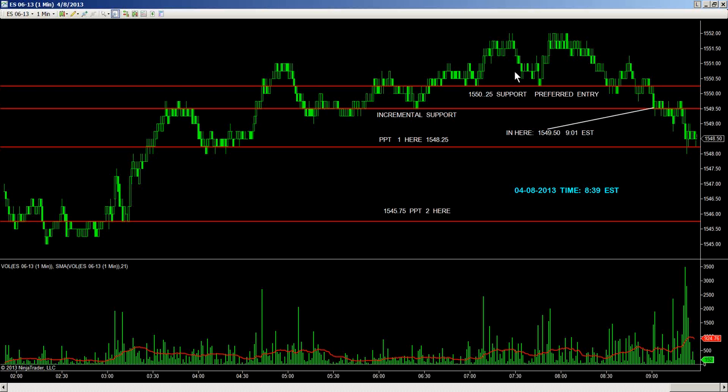This is where we stand right now. Now prices have traded down since we started this broadcast. The price profit target one here at 1548.25. It'll be interesting to see if prices level out here or they trade right through.